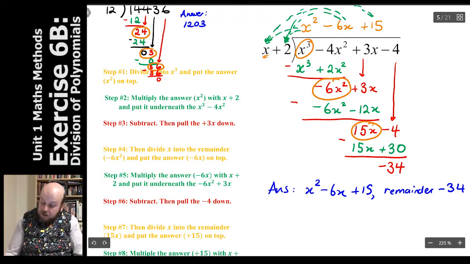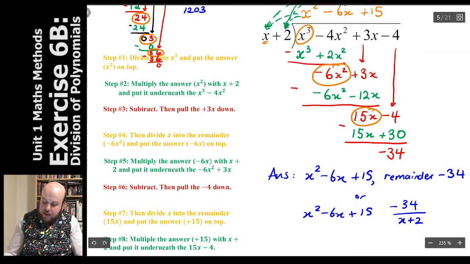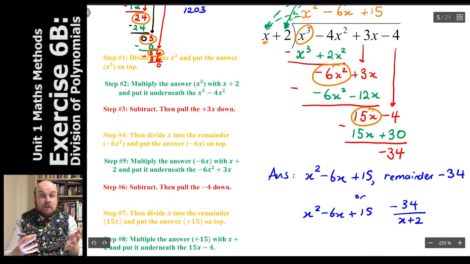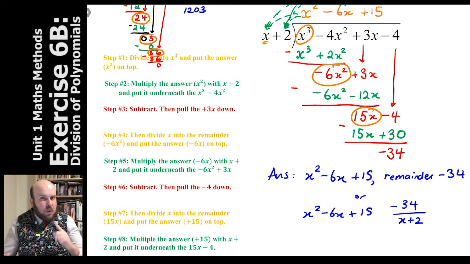Alternatively, you could also express this as x squared minus 6x plus 15 minus 34 over x plus 2. But it's not necessary for this particular case. It's another way it can be expressed. The only reason I wanted to include that is I do recall a year 12 paper having it written in this way, and I thought it would be worthwhile for you just knowing that it exists.